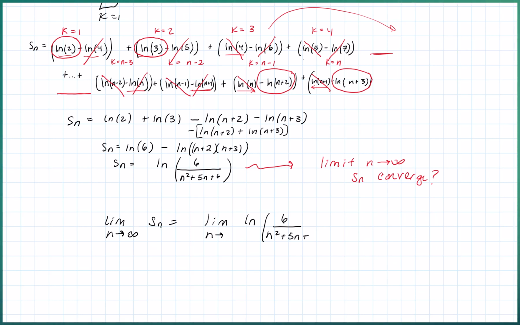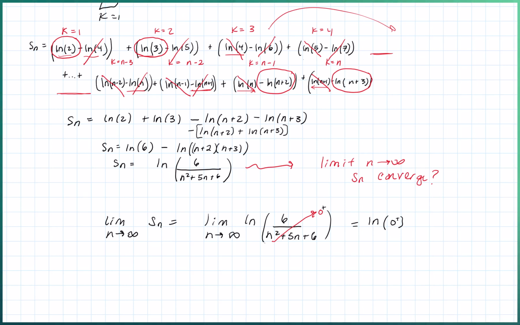And as we take the limit as n goes to infinity, what's going to happen here? Well, the denominator is definitely bottom heavy. We're going to get 6 divided by infinity squared plus 5 times infinity. This is going to be approaching, as n goes to infinity, this is going to be approaching 0. So we end up with the natural log of something that is approaching 0. Now it is approaching 0. It is all positive, so it is approaching 0 from the right.